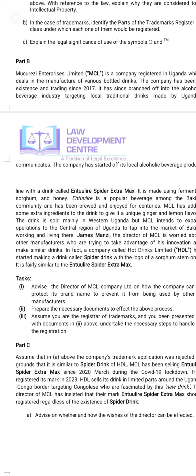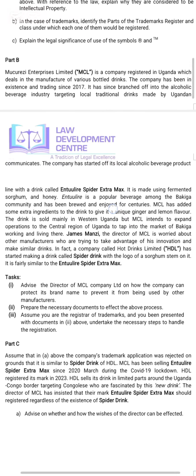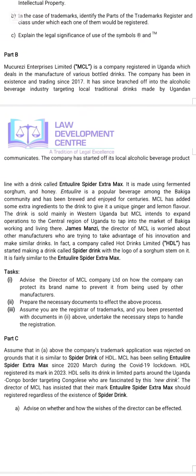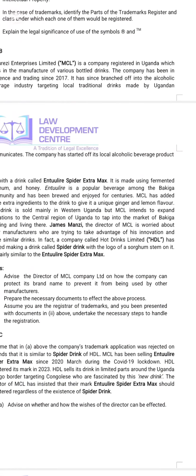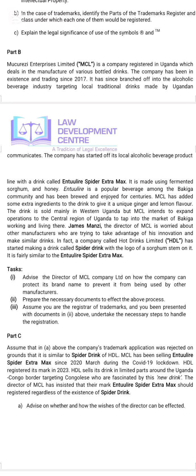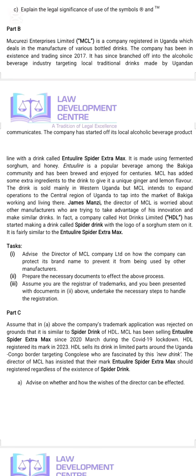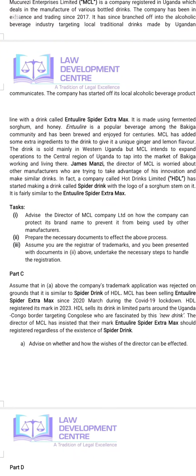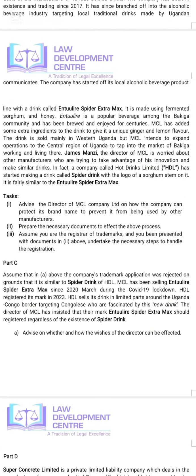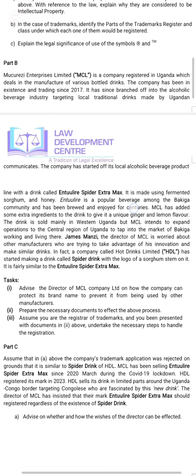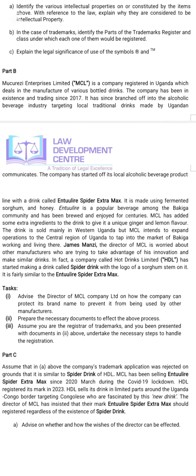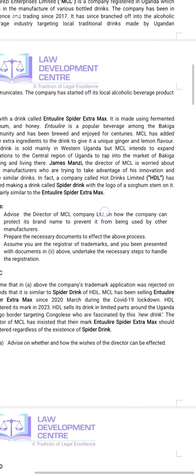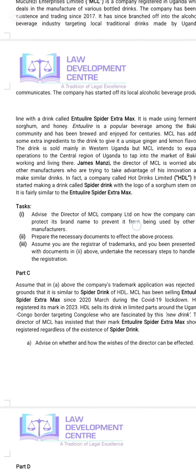Third, part B. Muchureza Enterprises Limited is a company registered in Uganda which deals in the manufacture of various bottled drinks. The company has been in existence and trading since 2017. It has since branched off into the alcoholic beverage industry, targeting local traditional drinks made by Ugandan communities. The company has started off its local alcohol beverage product line with a drink called Inturire.